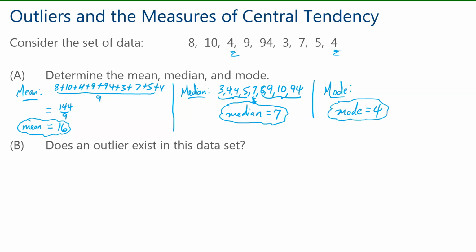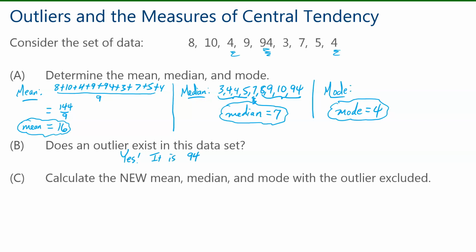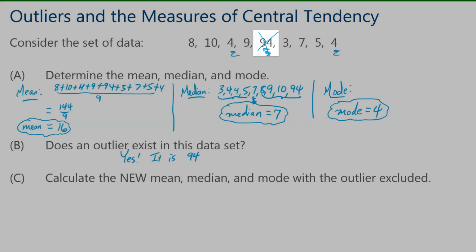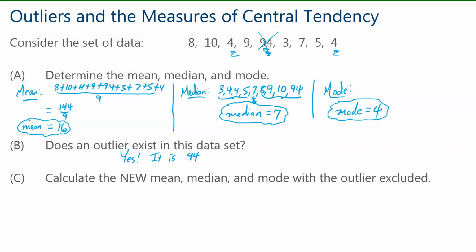B, is there an outlier in this data set? Yes, there is. The data value 94 is significantly different than the others. So does an outlier exist? Yes, it is 94. In C, we're asked to calculate the new mean, median, and mode with the outlier excluded. So we'll cross off the 94 now. What will the new mean, median, and mode become?